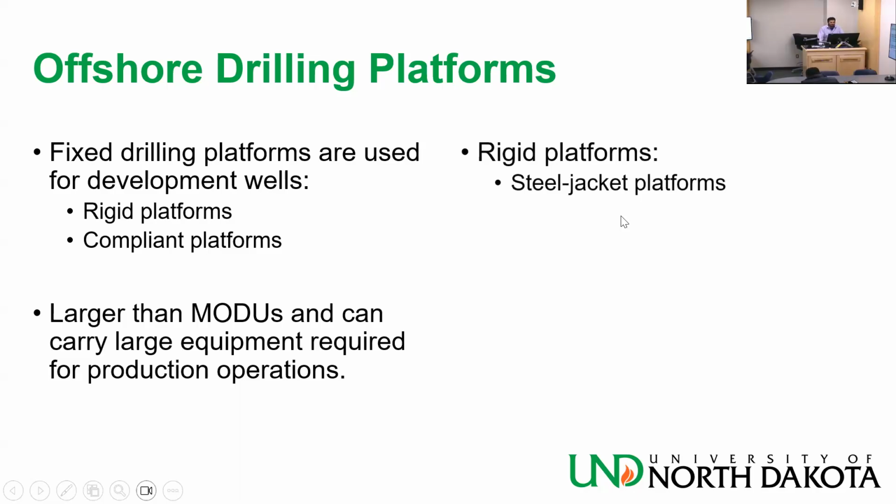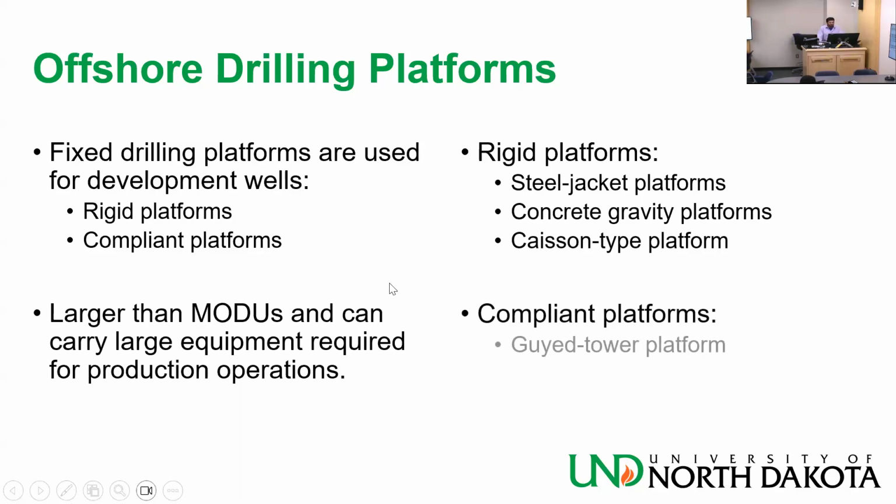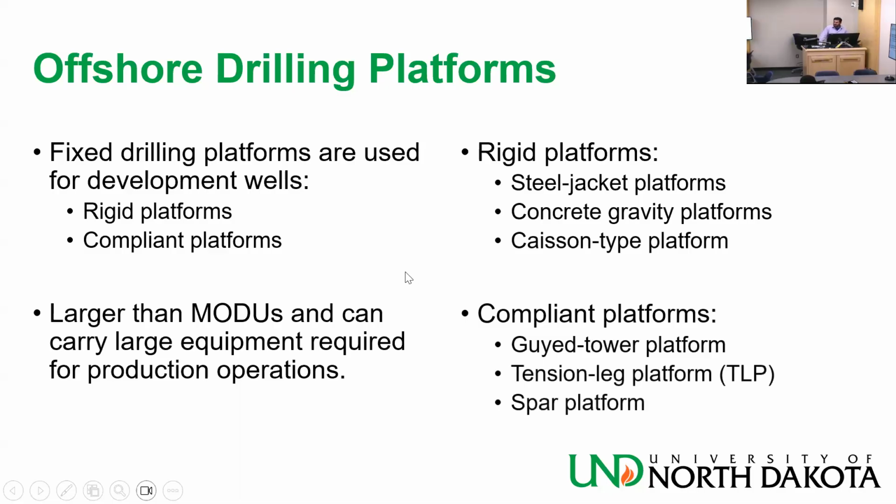Some examples of rigid platforms: steel jacket platform, concrete gravity platform, caisson type platform. It gets heavier. Compliant platforms are guyed tower platform, tension leg platform, spar platform. These are, as the name says, rigid, like they are hard on the ground, you know. These are more like moving.